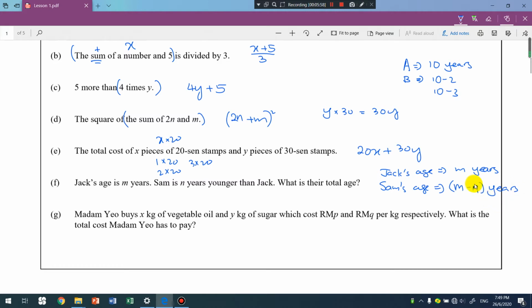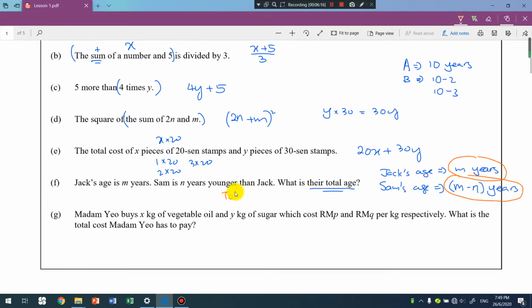But we cannot stop here. The question is asking for their total age. Let me use another color. Total age means that you have to take this one plus this one.